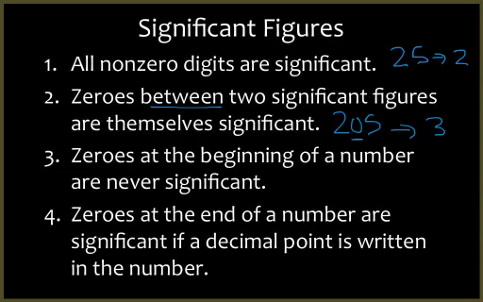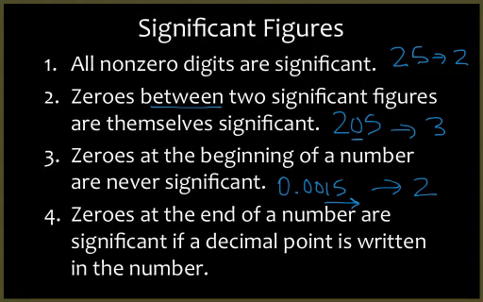Zeros at the beginning of a number are never significant. So if I have something like 0.0015, these zeros in the front don't count. I don't start counting till I hit that non-zero number, and then count everything afterwards. So this would have 2.